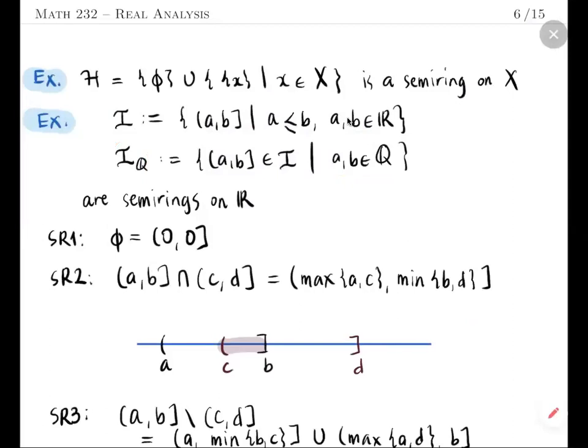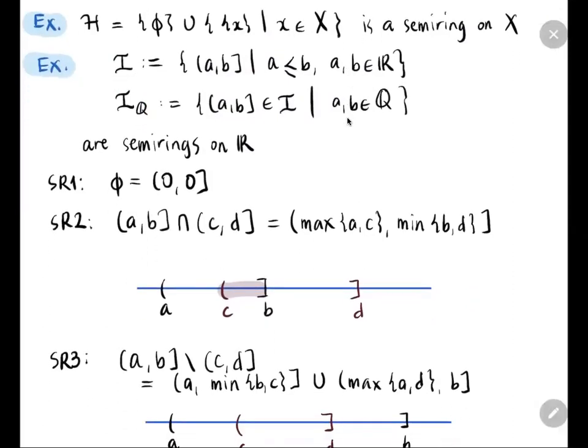And these are semi-rings on R. Okay, so first let us justify this in the case where the endpoints are real numbers. SR1. Okay. The empty set is the half open, half closed interval (0, 0].